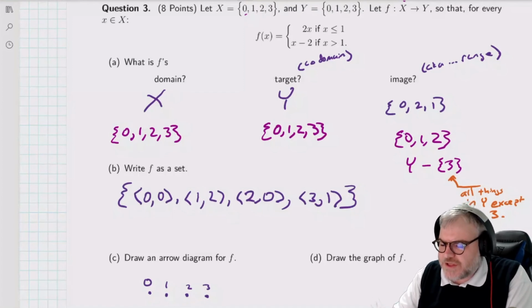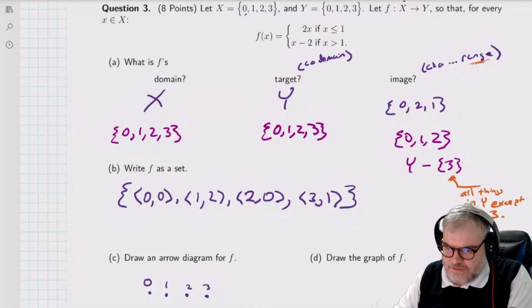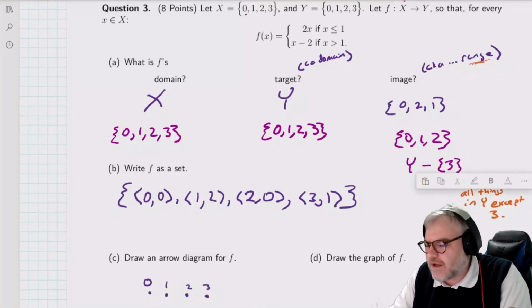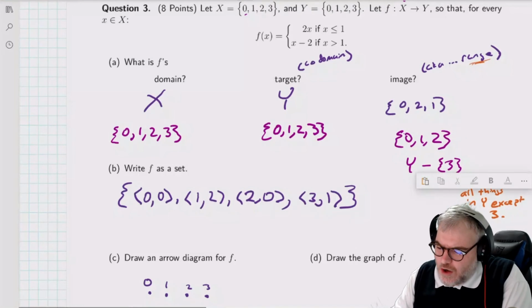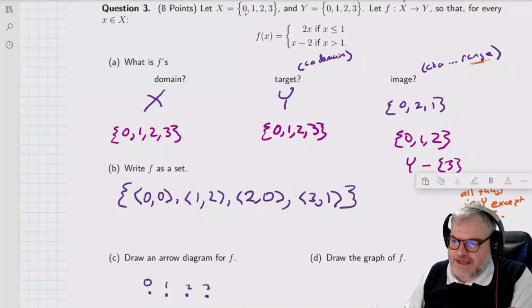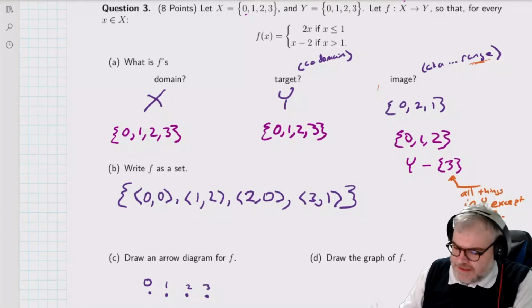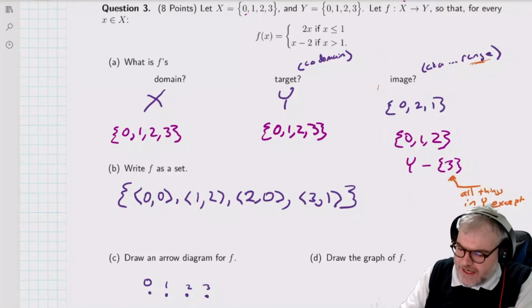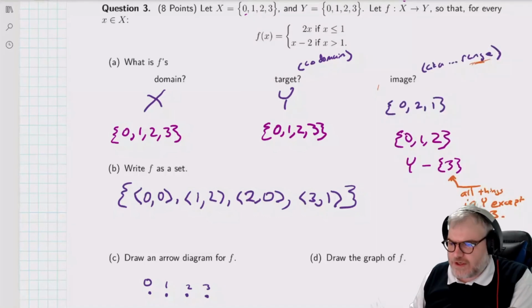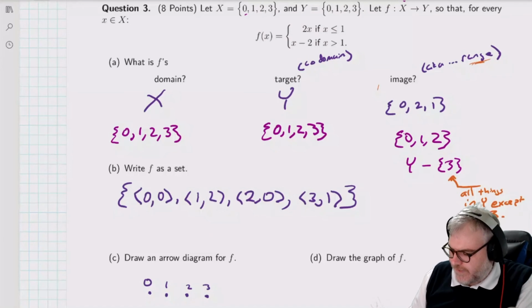Now, this range thing, there are books, I don't think any of them are still in print, but there were at one point books that called the range and the codomain the same thing. And then they used the word image for this. The modern thing is to use range and image as the same thing, and codomain and target as the same thing. That's why range has gone out of fashion, with image being preferred. But range will do. Yes, target is all possible Y. Images are the Ys you actually used.